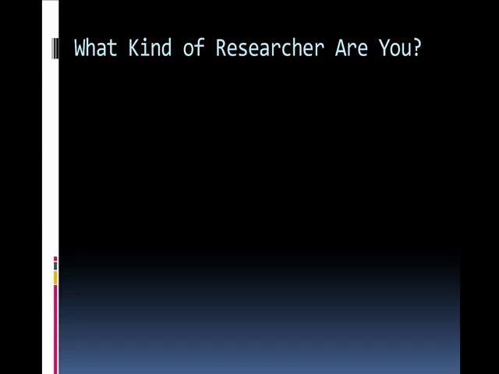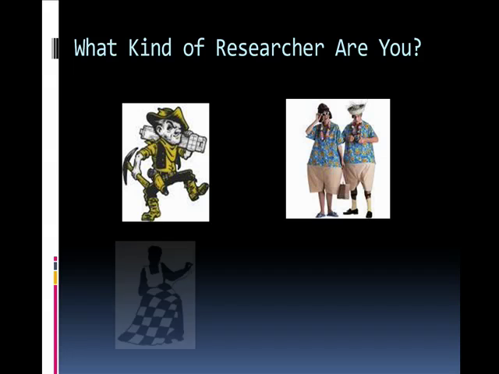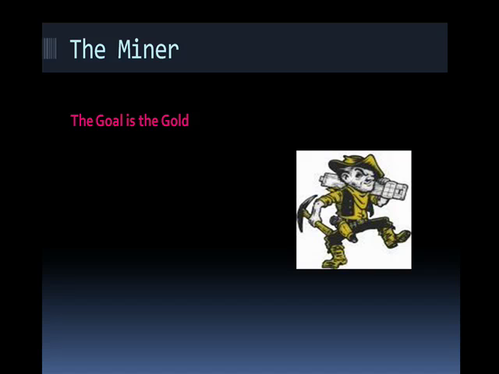The first thing you need to identify before conducting research is what kind of researcher you are. There are 4 kinds of researchers: the miner, the tourist, the quilter, and the explorer. The miner is interested in finding that article or source. The objective is to do the least amount of work in order to get the greatest value of exchange.